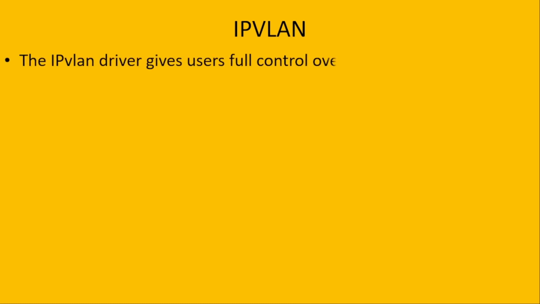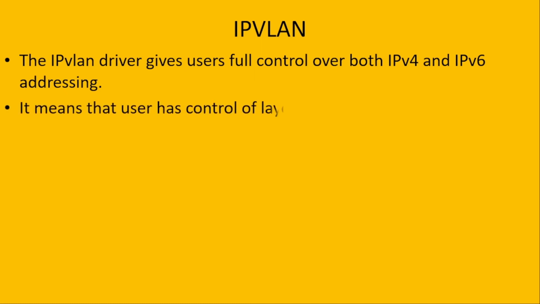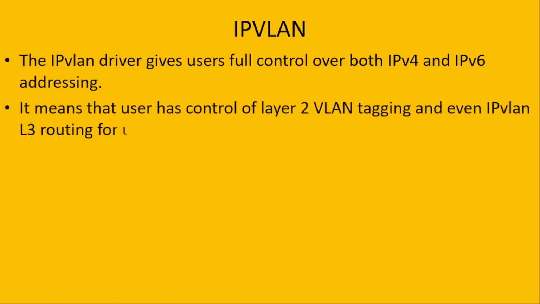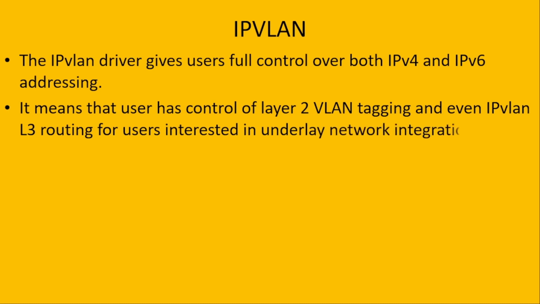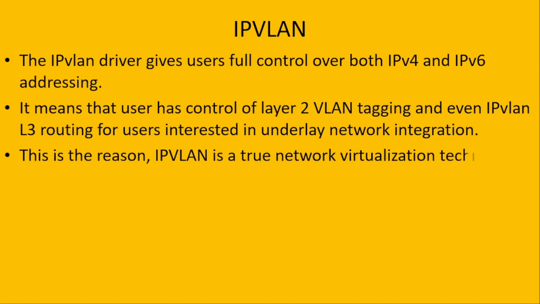IPVLAN is another network driver that we can use and create in Docker engine. The IPVLAN driver gives the user full control over both IPv4 and IPv6 addressing. It means the user has control of layer 2 VLAN tagging and even IPVLAN L3 routing for users who are interested in underlay network integration. This is the reason IPVLAN is a true network virtualization technique.